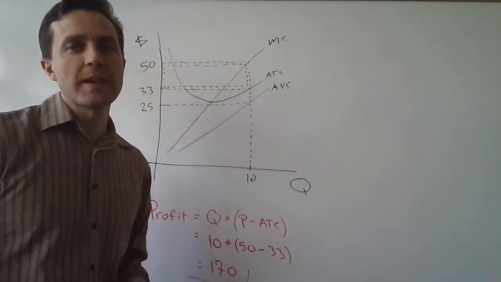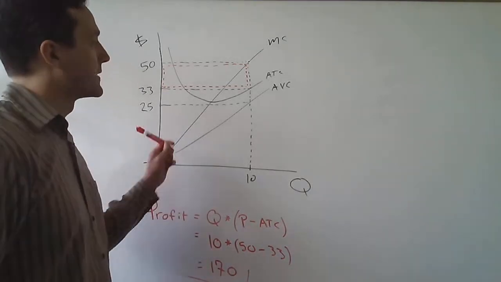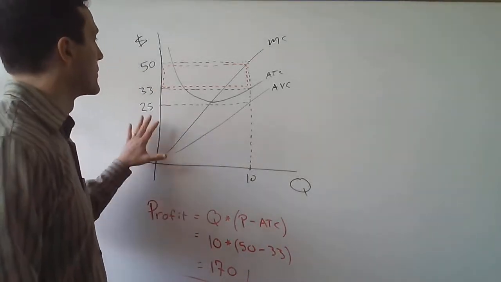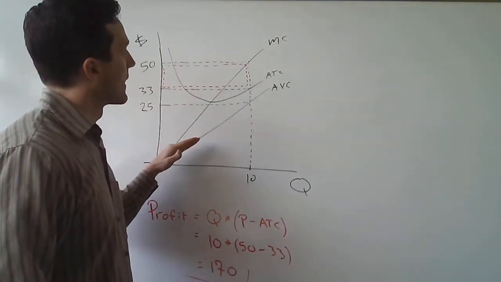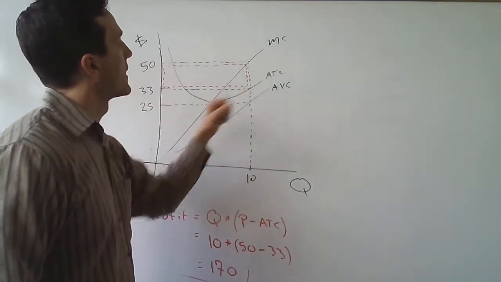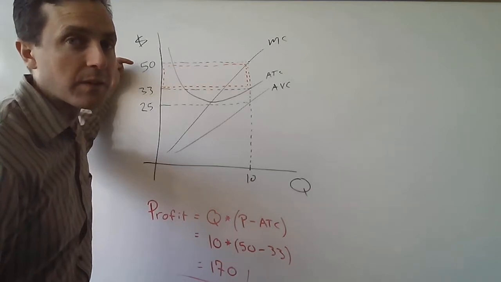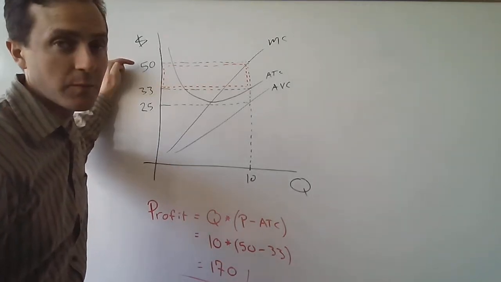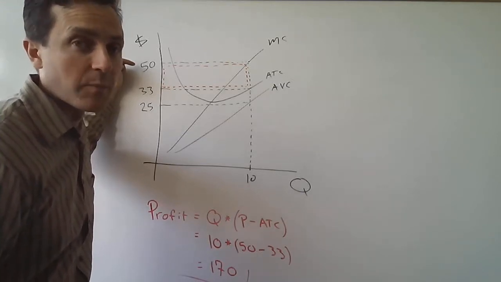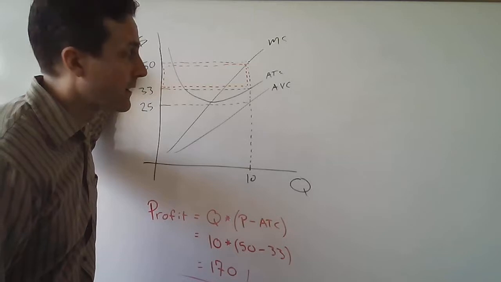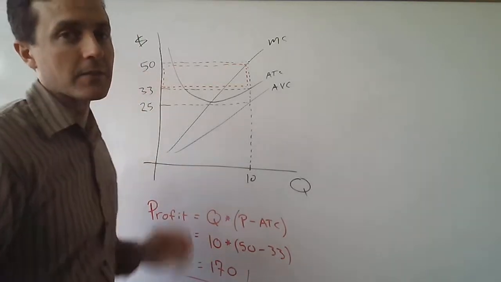Okay, so suppose we have a perfectly competitive firm and it faces the following situation that you see here on the board. It has a marginal cost curve that goes up like this, and average variable cost here, and average total cost. And it turns out that the price for the product happens to be $50. So that's the price. And since this is a perfectly competitive firm, the firm is going to take that price as given, and it will know that it can't have any effect on that price.